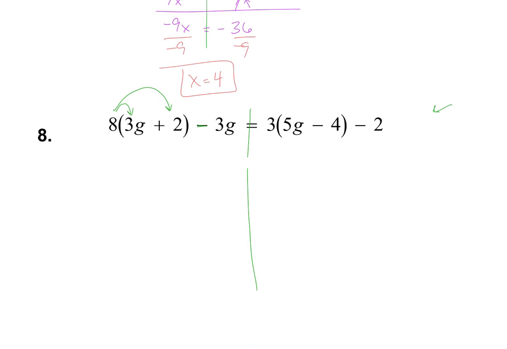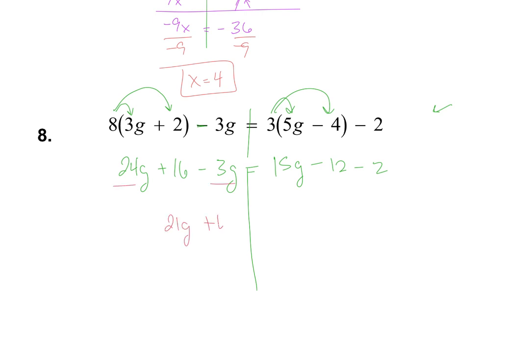So 8 times 3g is 24g. 8 times 2 is 16. 3 times 5g is 15g. 3 times negative 4, negative 12. All right. These are like terms, so that's 21g plus 16. These are like terms, so that's negative 14.